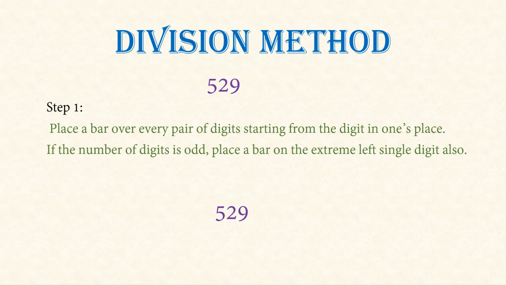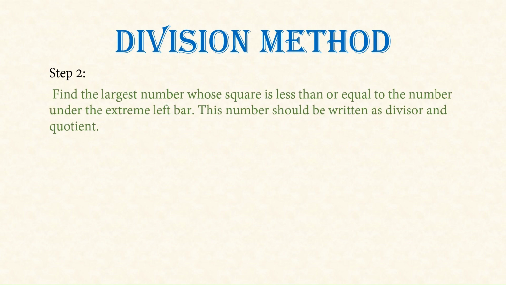Now consider this number starting from the units place, 9 and 2, those two form a pair. So we'll have a bar over that. Now 5 is left alone, it is a single digit. Even on that, we will keep a bar. Now it will look like this. So on 2 and 9, one bar, over 5, another bar. Once we are done with placing bars like this, the second step is to find the largest number whose square is less than or equal to the number under the extreme left bar. And that particular number should be written as both divisor and quotient.